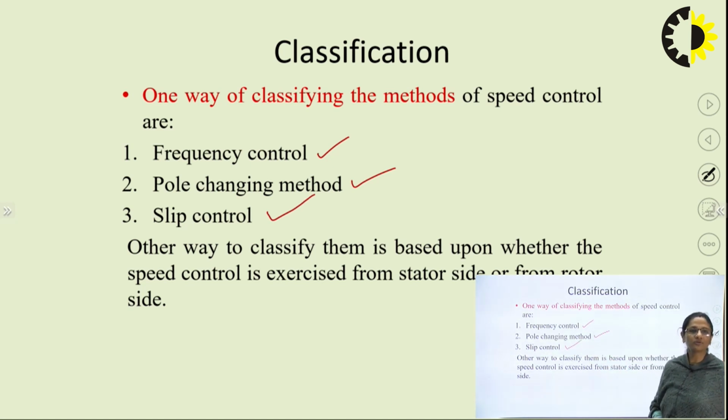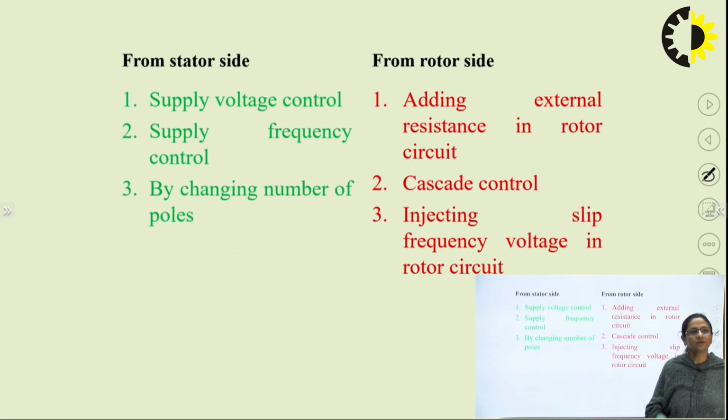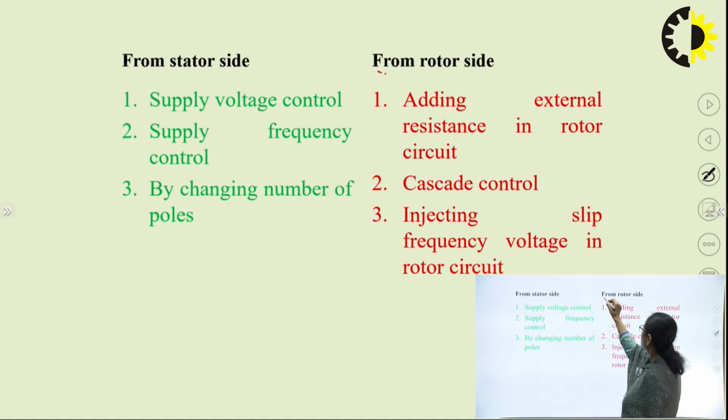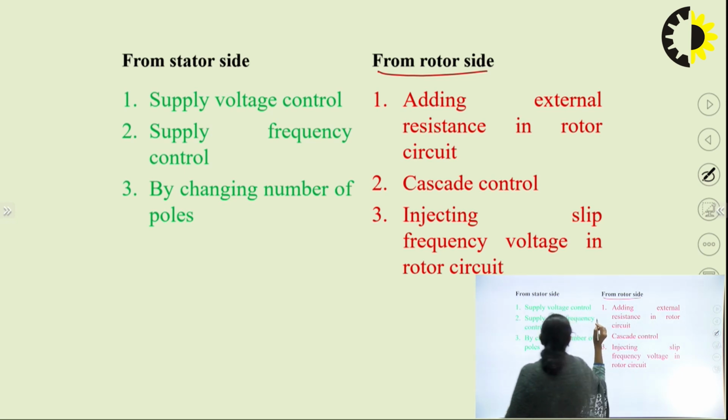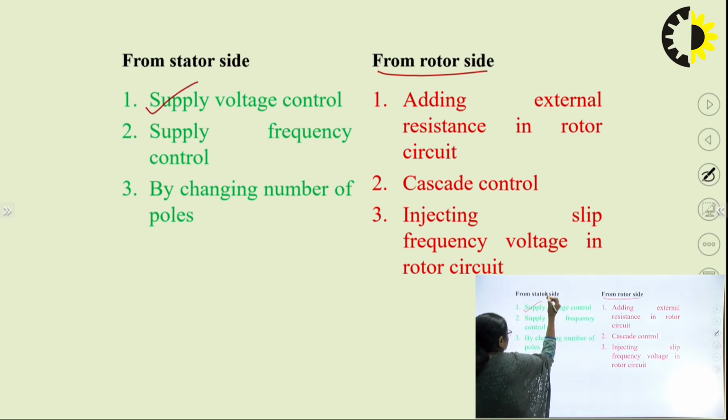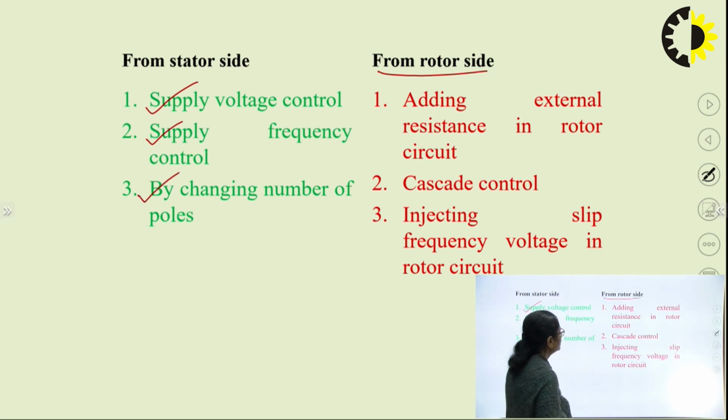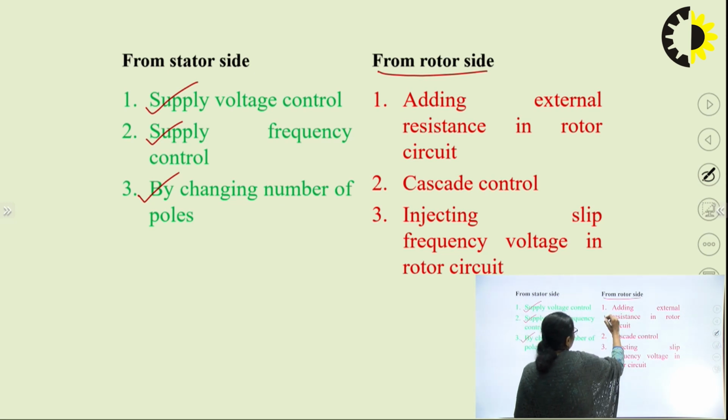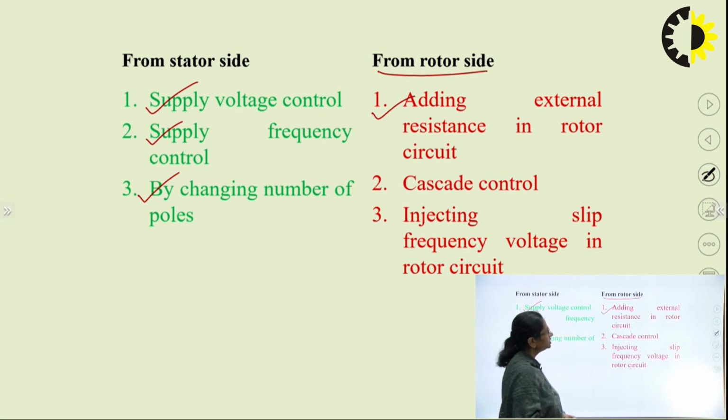There is another way of classifying the methods. The other way is based on whether we implement the control from the stator side or from the rotor side. If we implement the control from the stator side, the methods are supply voltage control, supply frequency control, and changing the number of poles of the motor. If we implement the speed control from the rotor side, the methods are adding extra resistance in the rotor circuit of the machine, cascade control, and injecting slip frequency voltage in the rotor circuit.